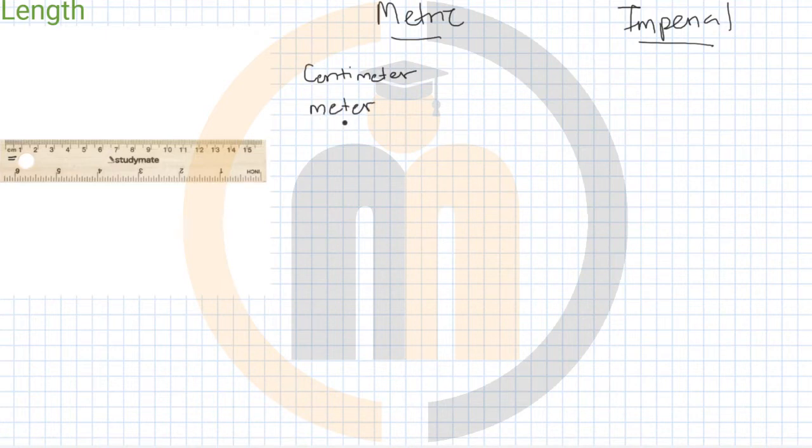So you have centimeter, then you also have something called meter, which is the basic measurement for all of them, and then we also have kilometer. This is the metric system. Essentially, a kilometer is equivalent to 1,000 meters, and a meter basically means 100 centimeters. So you can see the measurement gets bigger.